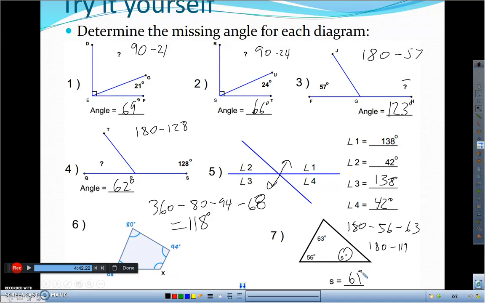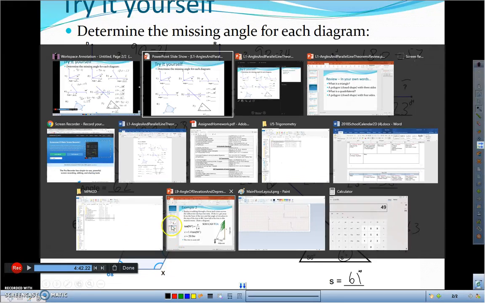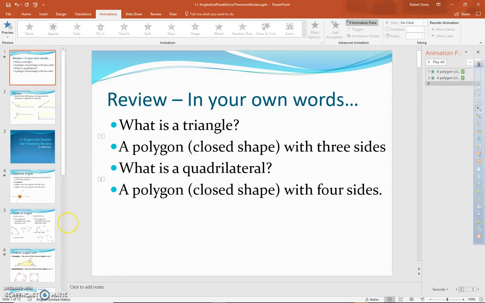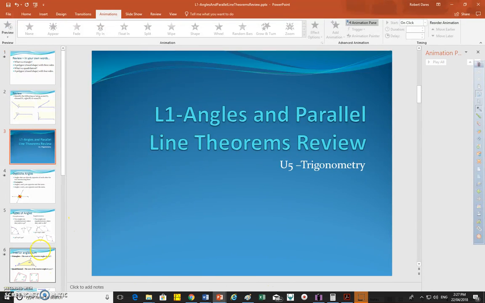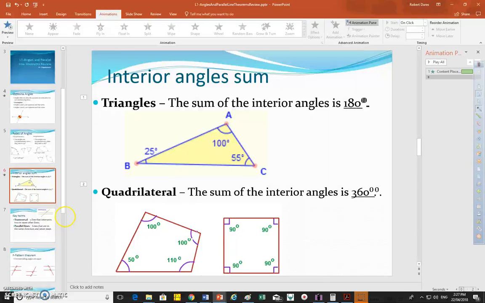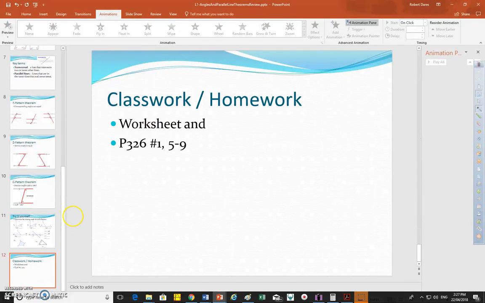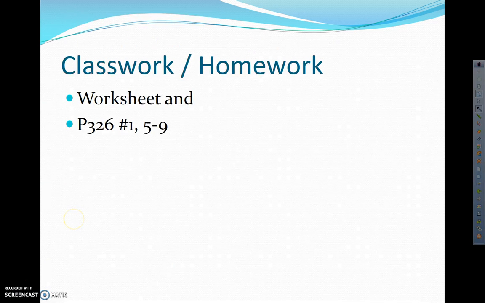That concludes pretty much this lesson. Again, this is focused on doing a little bit of review. Where are we at here? On to the final page. Final slide. We are now done.